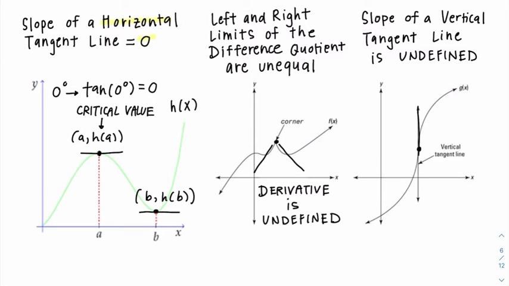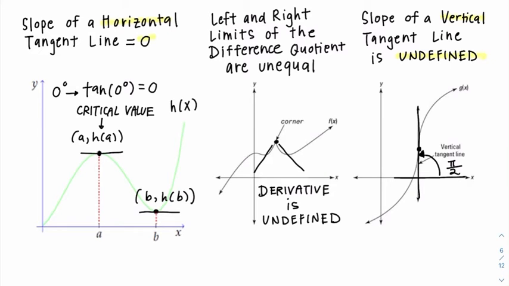Let's take a look at our last graph here. On this graph, we have a point, and at this point, we have a vertical tangent line. We know that the slope of a vertical tangent line is undefined, and we can confirm this using angles. At this point, the tangent line makes an angle of pi over 2 with the horizontal x-axis, and we know that when we take tangent of pi over 2, it is undefined.